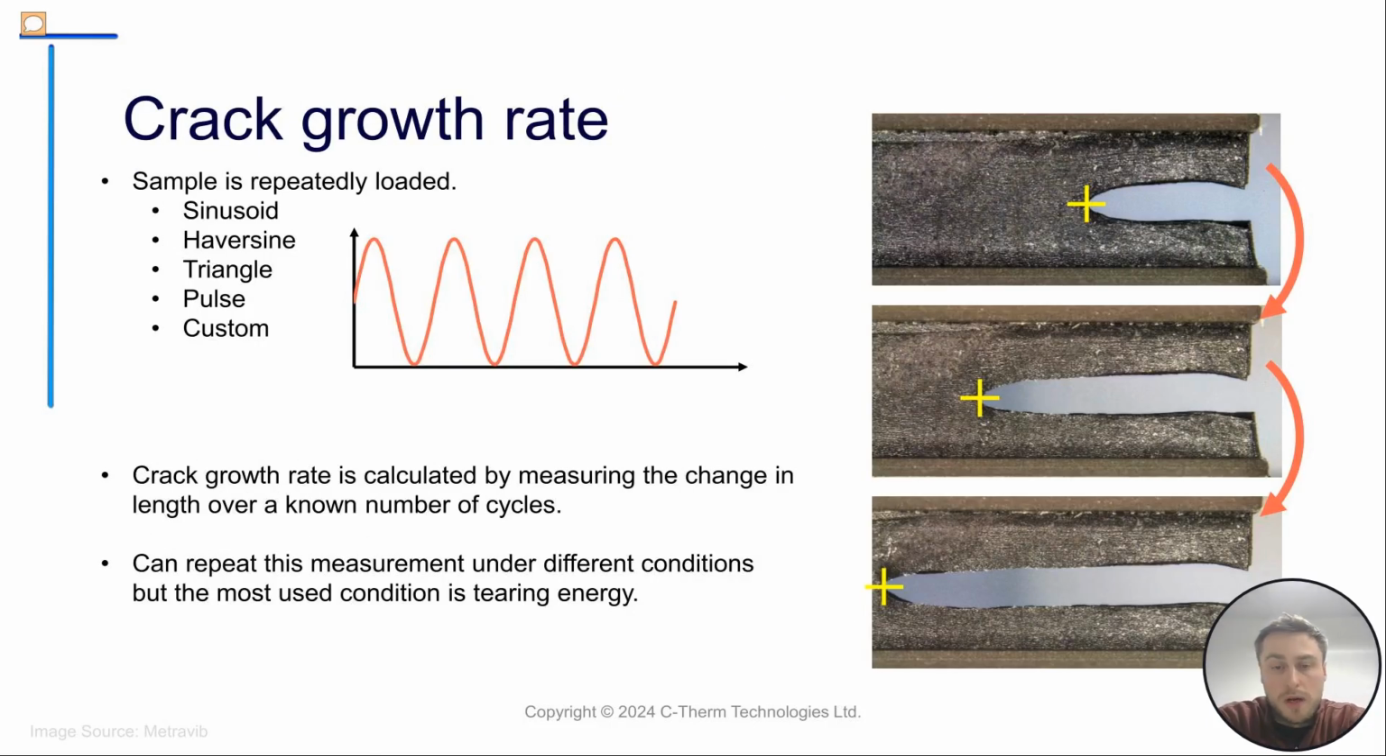So this can be measured pretty simply with a crack growth experiment. So the crack growth rate is just the change in length over a known number of cycles. And that's just measured by repeatedly loading the sample. We can do this through a sinusoidal wave, Haversine, triangle, pulse, custom waves. You can do it however you like, and then just measure the change in length over these periods. And we measure the crack growth usually under different conditions. This can be atmospheric conditions, force, but the most common one is the tearing energy.